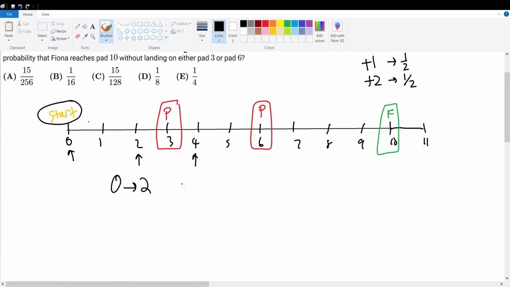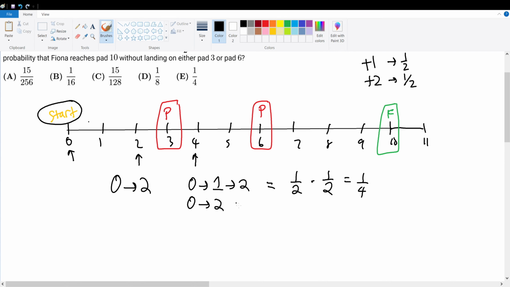How would she get there? Well, she could go 0, 1, 2, or she could go 0 to 2. So there are two cases. For the first one, it is equal to the half chance she goes from 0 to 1 times the half chance she goes from 1 to 2, because it's an and relationship. So that's 1/4.